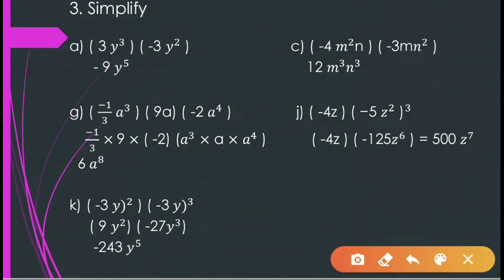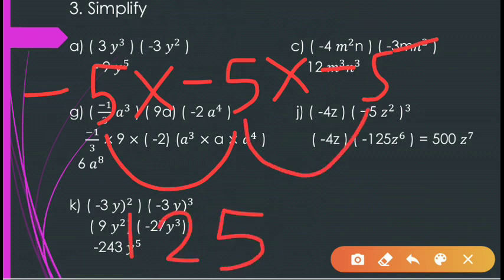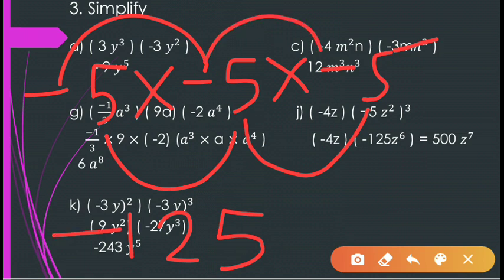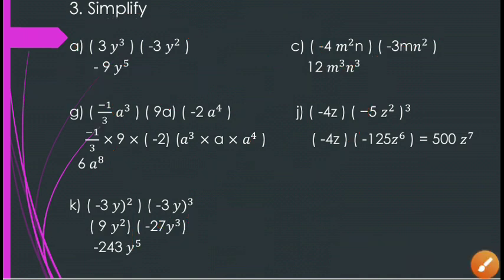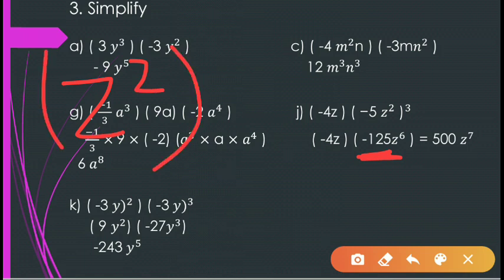When you cube minus 5, this can be written as minus 5 into minus 5 into minus 5. 5 into 5 will give you 25, and 25 into 5 will give you 125. Minus minus will become plus, and plus minus will become minus. Means the cube of minus 5 is minus 125. Now, z square cube.